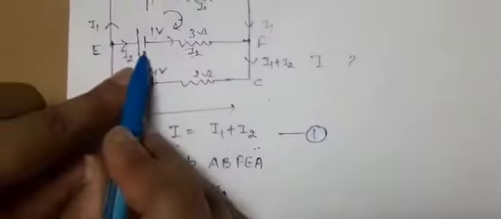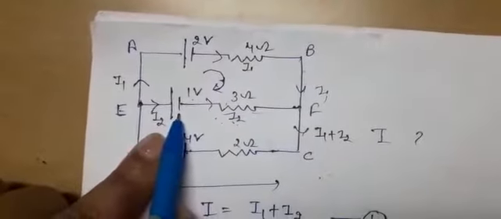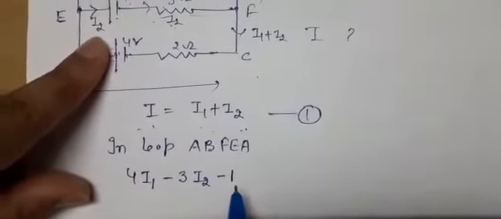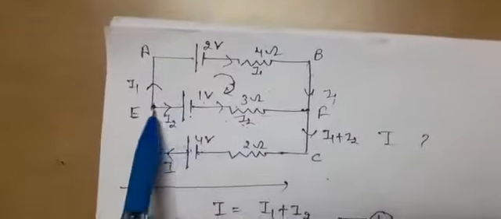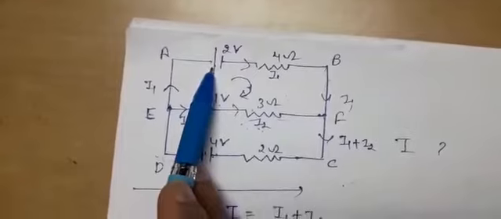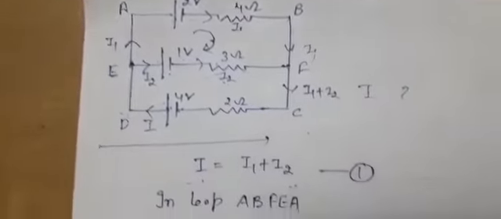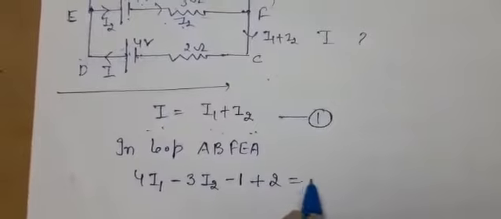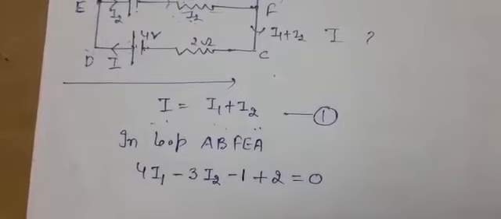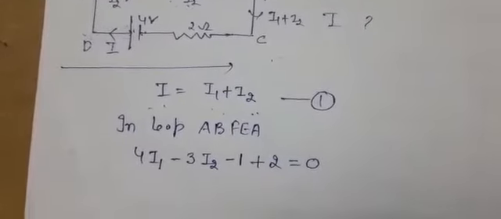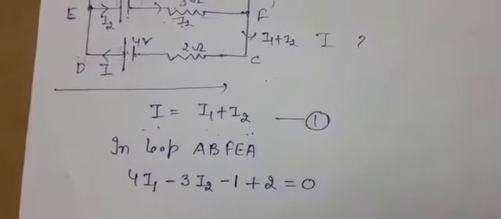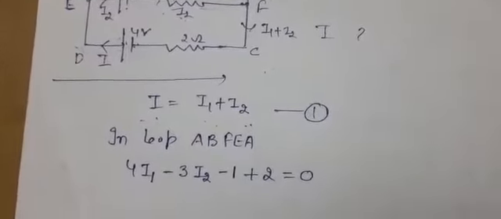Now, in this cell, the negative terminal comes first, so it is minus 1. And in the figure, again, the positive terminal of the cell comes first, so you take plus 2. This sum is equal to 0. Although in these kinds of cells there is no concept of internal resistance, if internal resistance is mentioned then you have to consider the potential drop across it also. We will consider such problems later on.